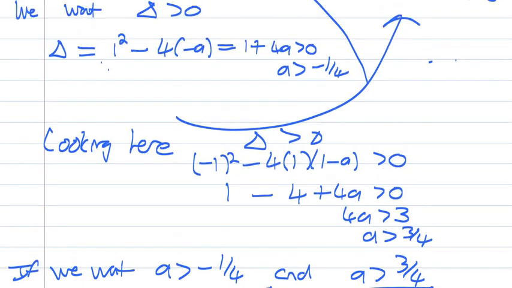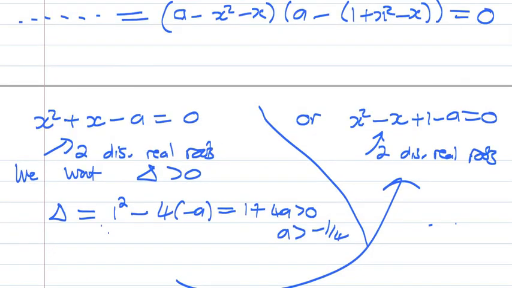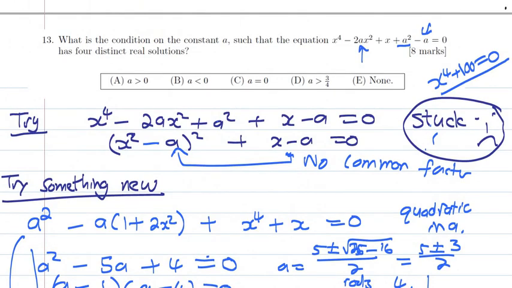And so now you can see that if a is bigger than 3 quarters, the first quadratic has 2 different roots. This quadratic has 2 different roots. And so therefore you're going to end up with 4 different roots. So the answer to this question is D.